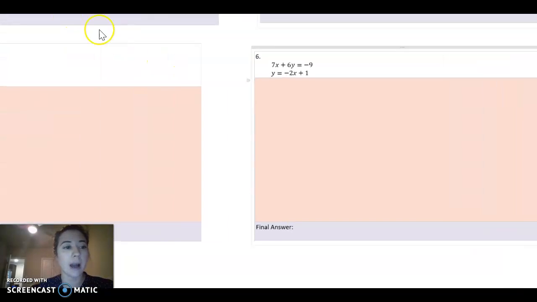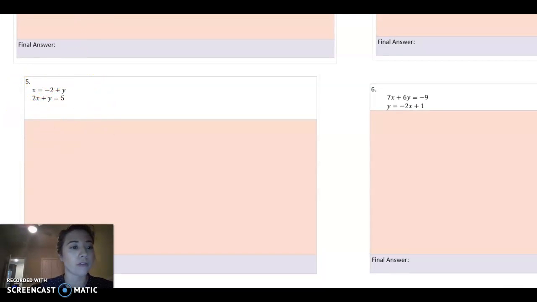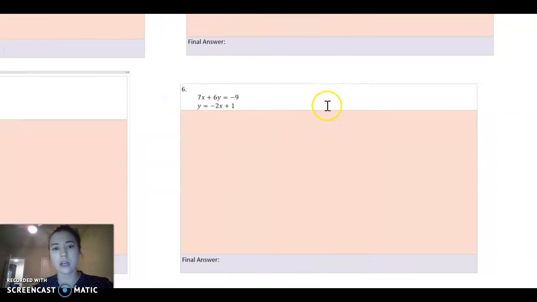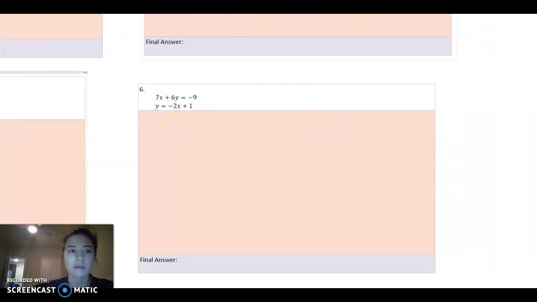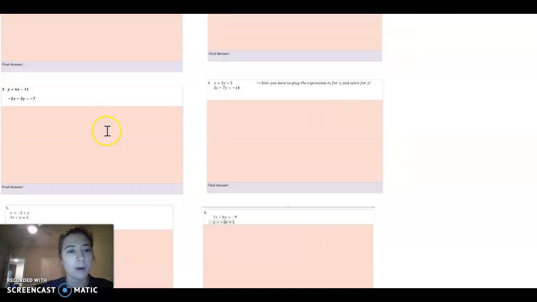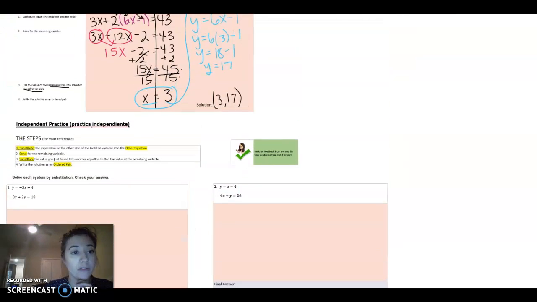And that same thing happens with number 5. This is x equals this, so you're going to plug this in for x. And then solve for y first. And then number 6, just your equation is on the bottom. This is the one that's solved for y. So it just flips up. And you would plug it in for y in the top. Nothing too crazy. I want you to go ahead and try all of these.